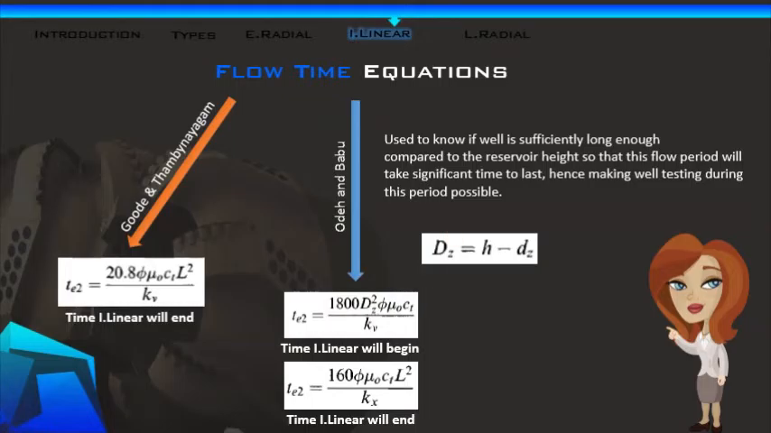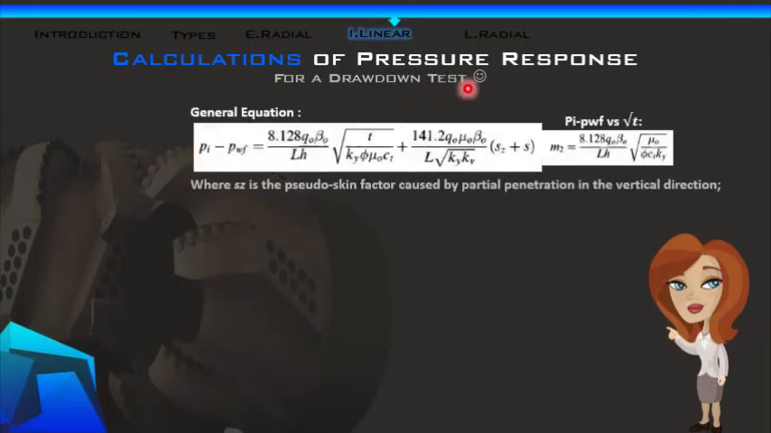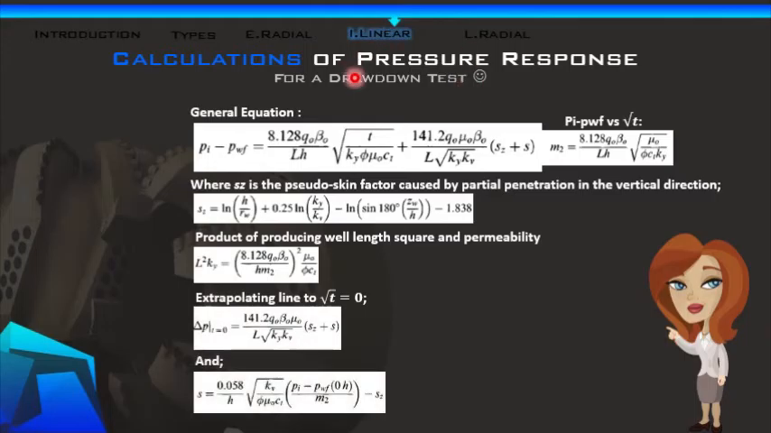Next, we'll look at a few equations and calculations. First we have a drawdown test. In case you are doing a drawdown test on this intermediate linear flow regime, this is the general equation. As you can see, you can use this general equation to form a straight line equation. So this becomes y equals mx plus c, the intercept.